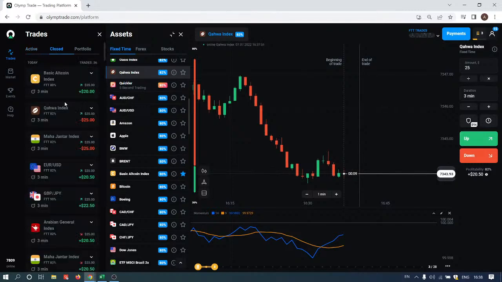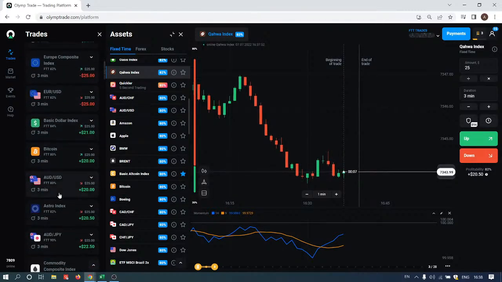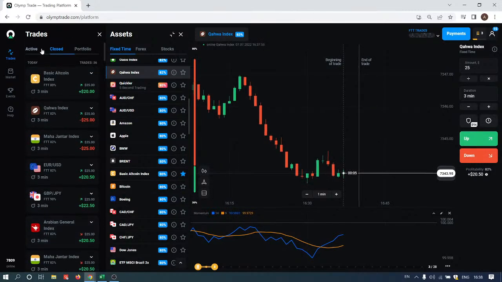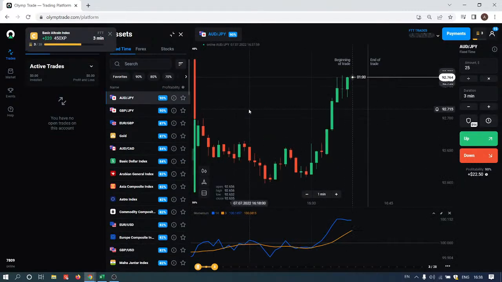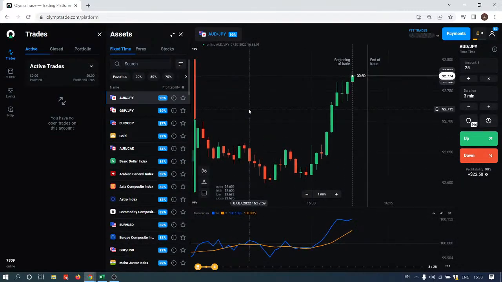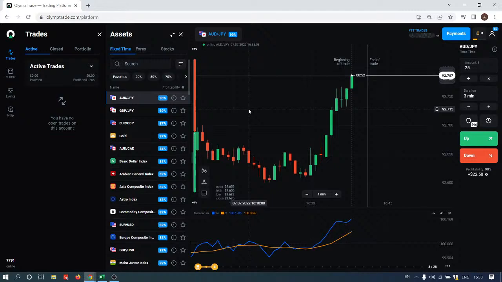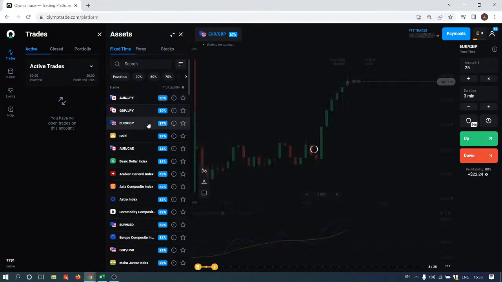Wow, I love green color. So far, this has been a good webinar with this strategy. So guys, let's open a few more trades towards the end of this webinar.